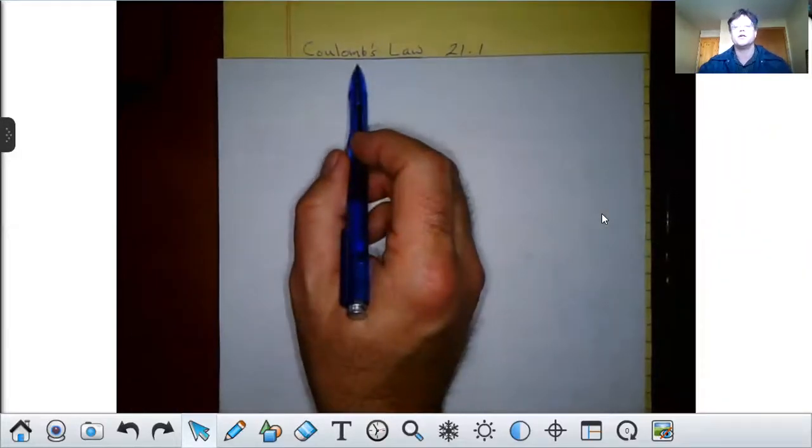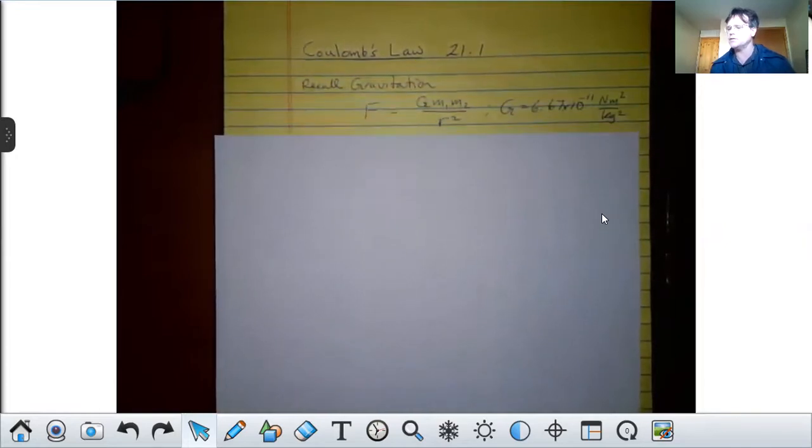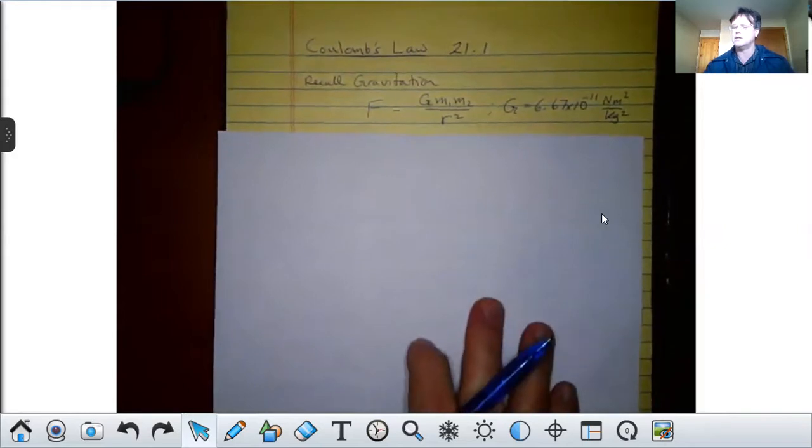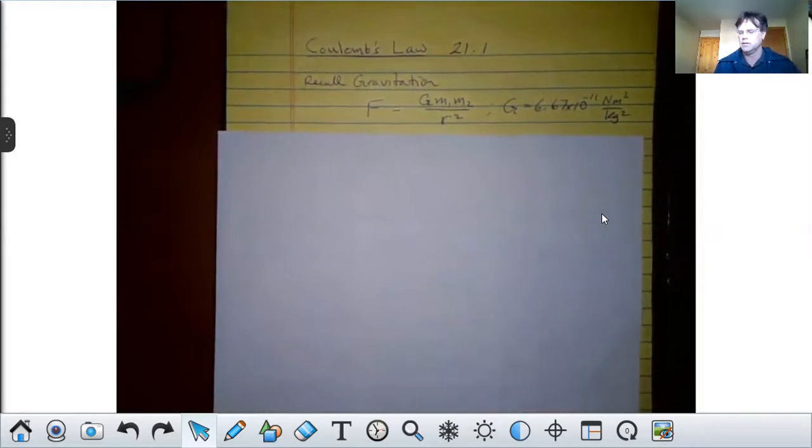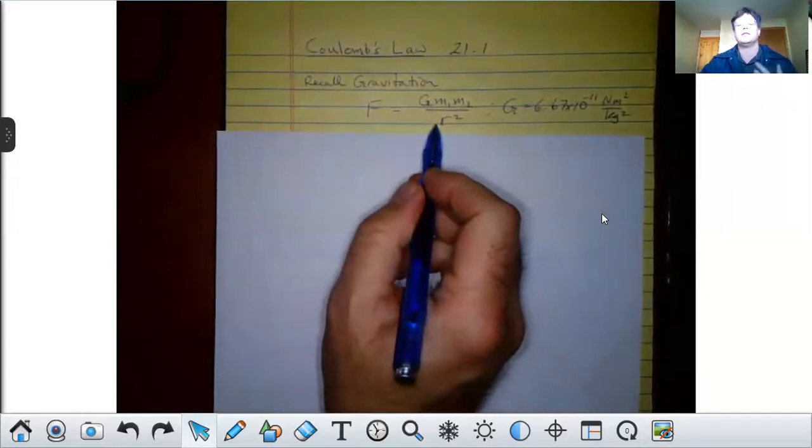notepad here. Hopefully you can see that okay. So again, Coulomb's law, chapter 21, section 1 of the textbook, and that's both textbooks, Halliday and Resnick, and the OpenStax textbook. First of all, recall gravitation for a moment. Newton's law of universal gravitation, the force between two masses. I would speak of the masses as being the source or the cause of the force, right? Any two masses, you get this force acting between them.